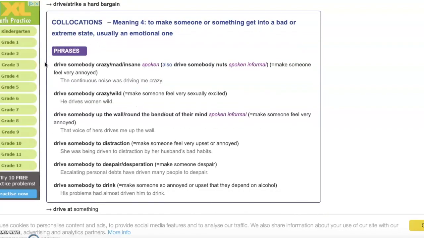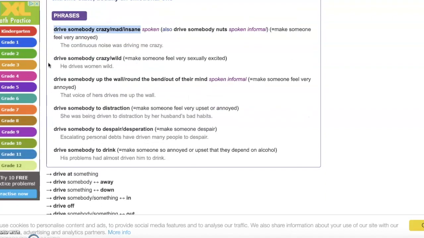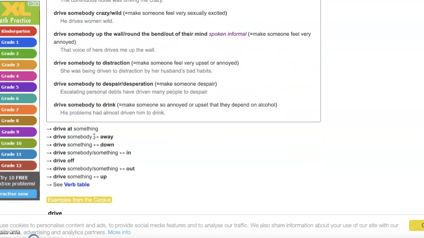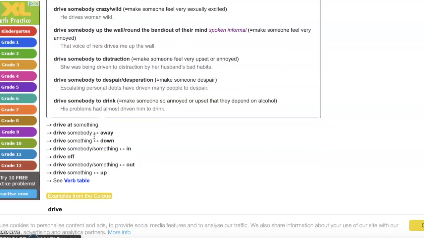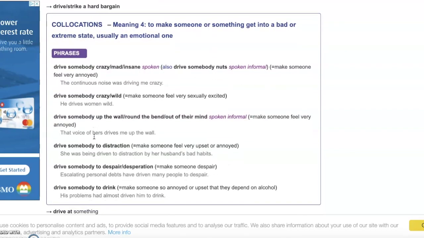So for example, we have to drive someone crazy, to drive someone mad, or drive someone insane. You have drive somebody up the wall, drive somebody around the bend, or drive someone out of their mind. Drive someone to distraction, drive someone to despair, to desperation, or drive somebody to drink. So we have these lovely collocational forms which really help you use the words in a very natural way in your writing.